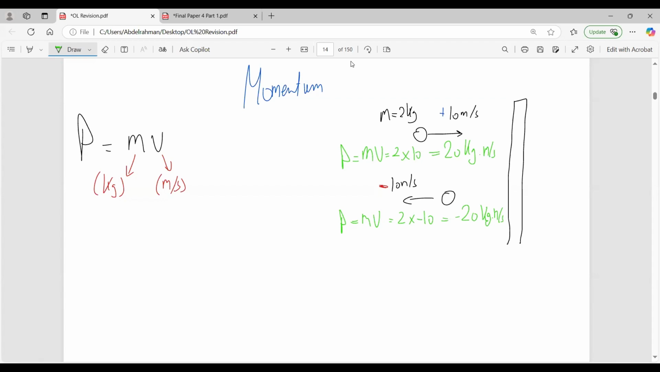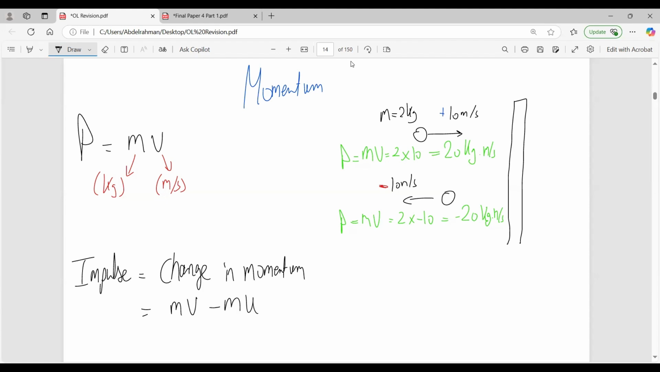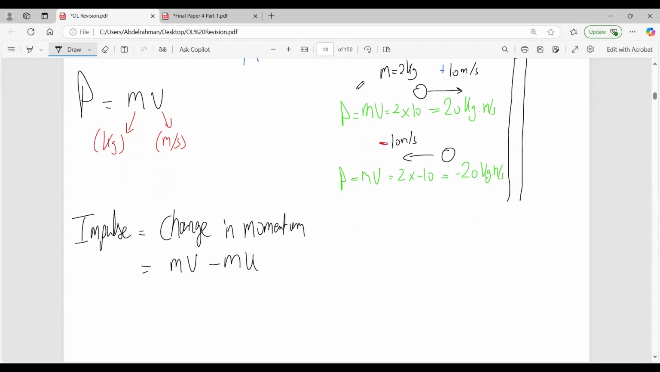Why is this important? Because we need to find the change in momentum. The change in momentum would be the impulse. So what is the impulse? Impulse is the change in momentum, which is mv minus mu. What's the difference between v and u? v is the final velocity and u is the initial velocity.